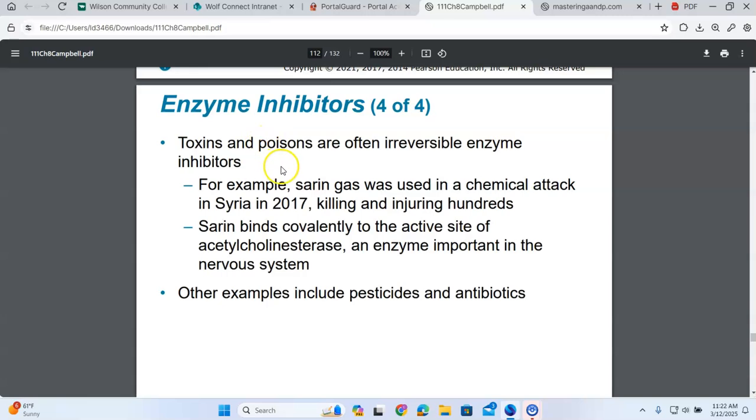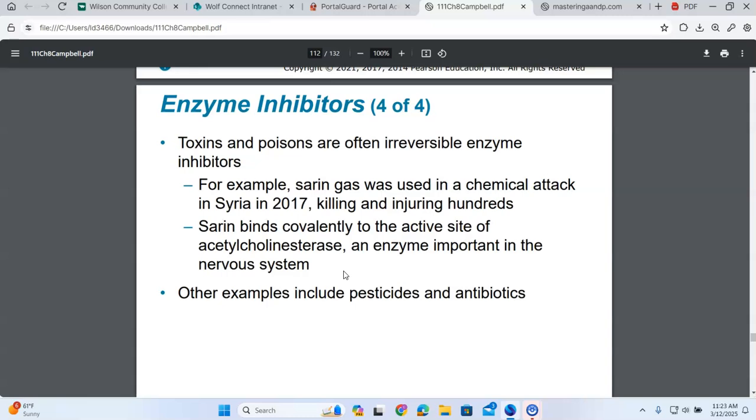Here's an example. Toxins and poisons are often irreversible enzyme inhibitors. For example, sarin gas was used in a chemical attack in Syria in 2017, killing and injuring hundreds. Sarin binds covalently to the active site of acetylcholinesterase. That's an enzyme that is important in the nervous system.